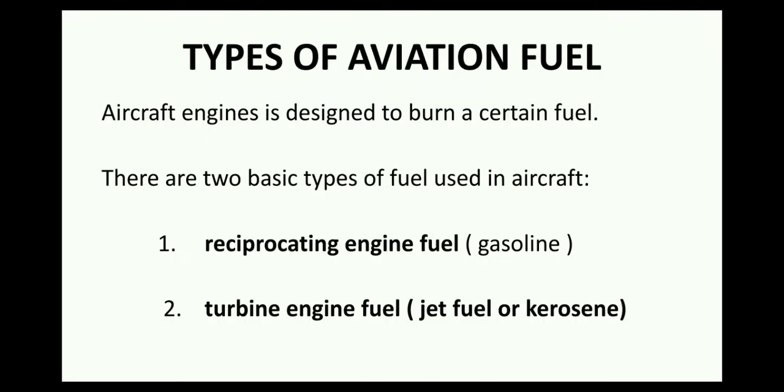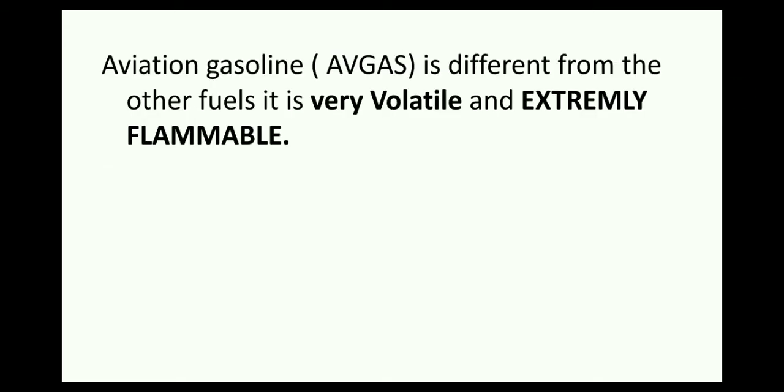Types of aviation fuel: the aircraft is designed to burn a certain type of fuel. There are mainly two basic types of fuel used in aircraft. First is reciprocating engine fuel, meaning gasoline, and second is turbine engine fuel, meaning kerosene type fuel. Aviation gasoline, also called avgas, is different from the other fuel. It is very volatile and extremely flammable.